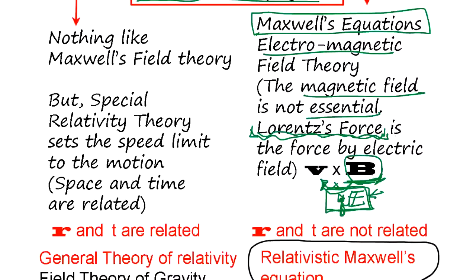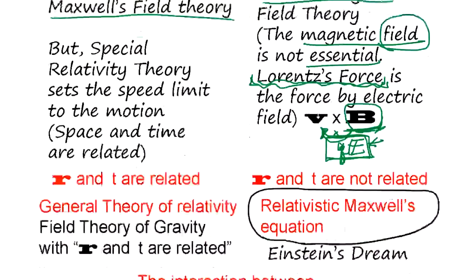The magnetic field doesn't directly generate the force. It's just an intermediate state field used in the math. Okay? And on the gravity side, there's nothing like Maxwell's field equation. But Einstein made progress in here.